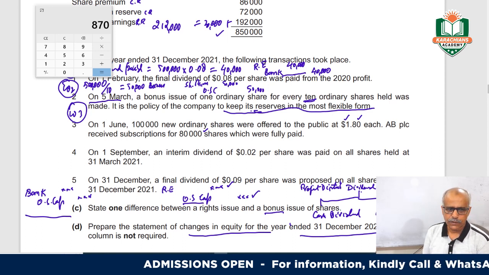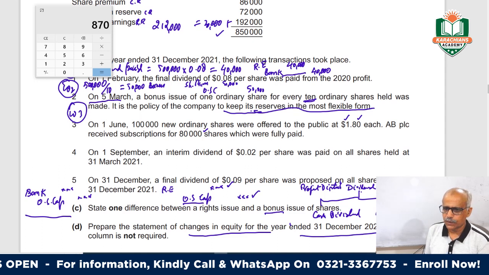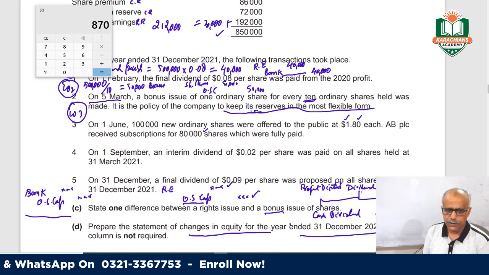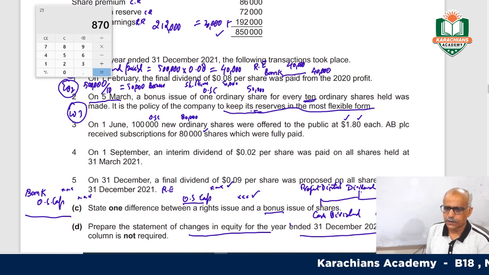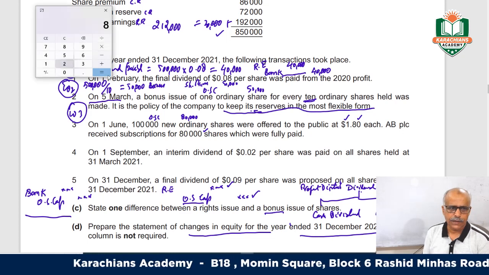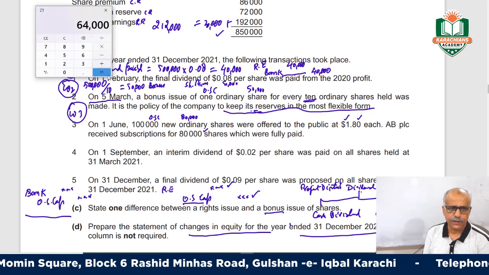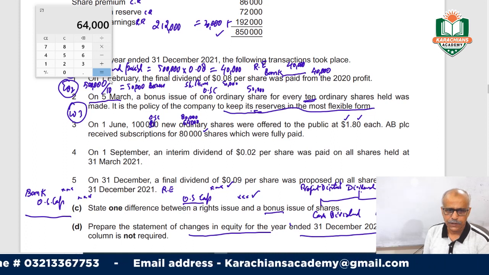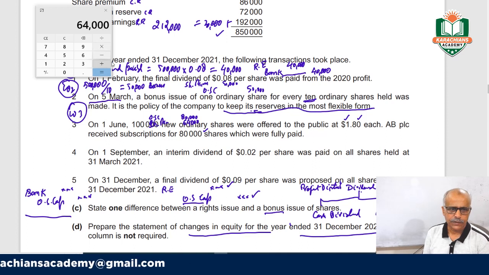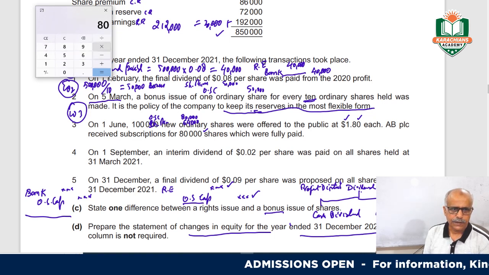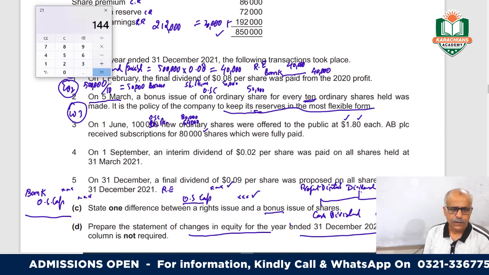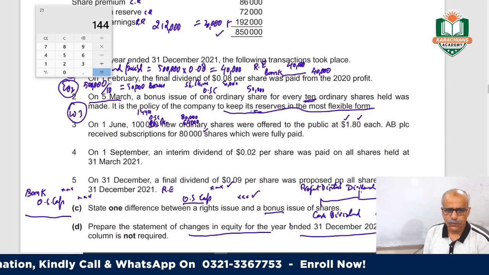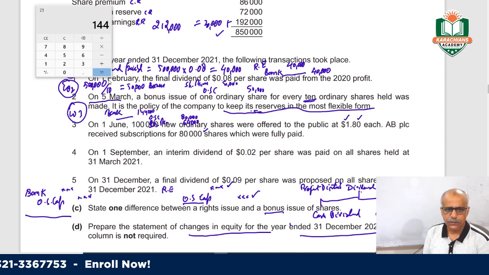So how will it work? On 80,000 you will be getting money, and if I want to make its entry, then ordinary share capital with 80,000 will be credited, and 80,000 shares multiplied by 0.8 premium, 64,000, you will get the premium, share premium. And 80 plus 64, this will be 144,000. 144,000 you will be getting money you are issuing, right?